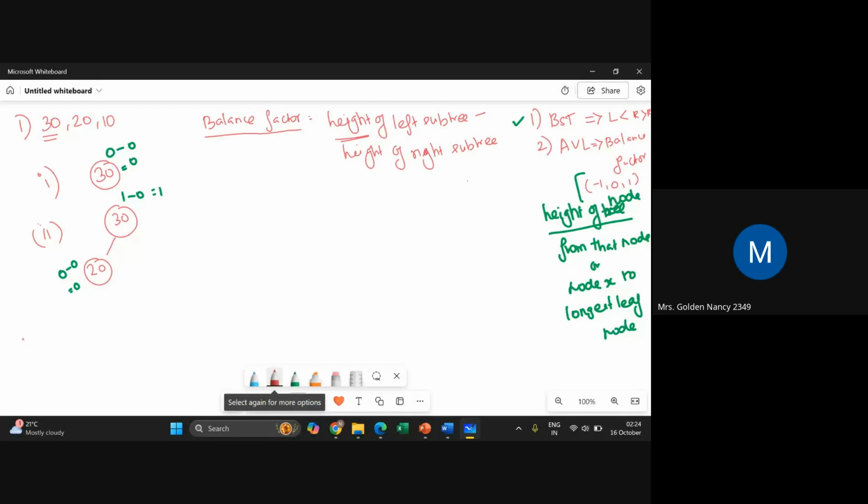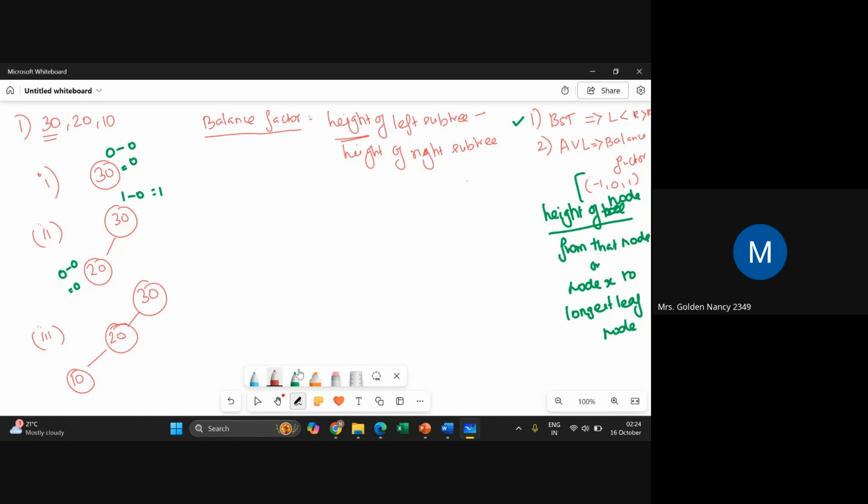Now what is the third value to be inserted? 30, 20, and the third value to be inserted is 10. So where will it come? 10 is lesser than 30, so it will be in the left subtree. Now 20 is another node. I'll check 10 with this node. 10 is smaller than 20, so I'll insert it in the left subtree.